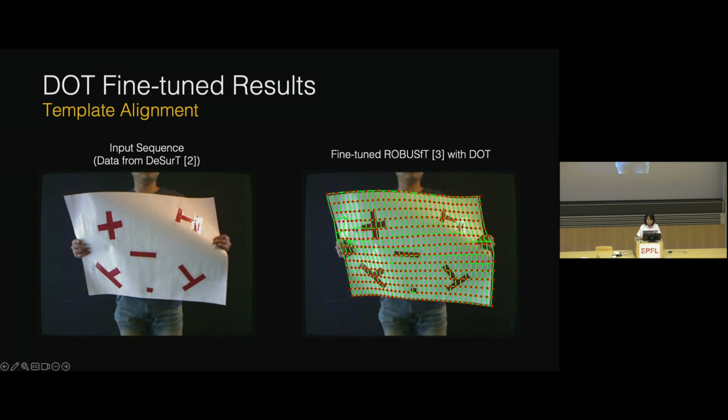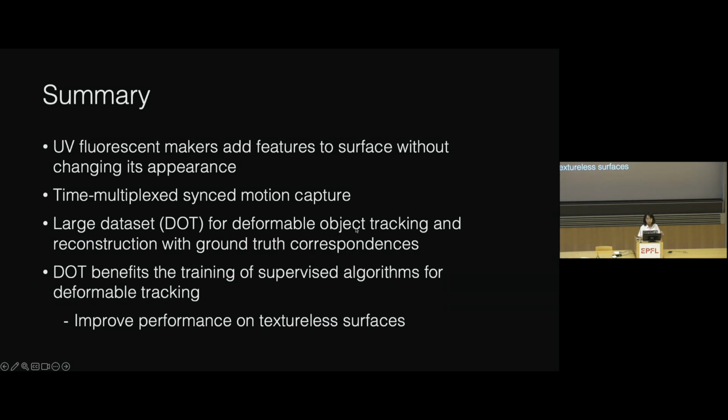well. So in summary, I've shown you our work that uses UV fluorescent markers for tracking and reconstructing deformable objects with little texture. We have developed an imaging system for capturing both the fluorescent appearance and normal appearance in an almost synchronized fashion. And we collect a large data set for deformable object tracking and reconstruction with ground truth labels like correspondences and 3D models. And our data set is good for benchmarking and can be used for training supervised algorithms to improve their performance, especially on challenging textural scenarios.